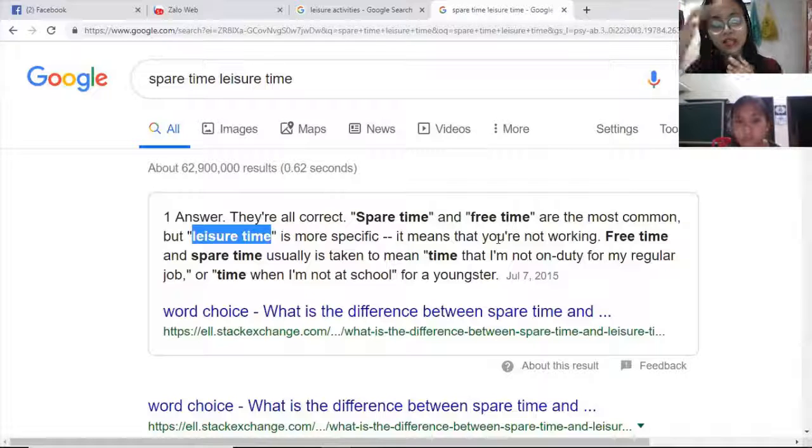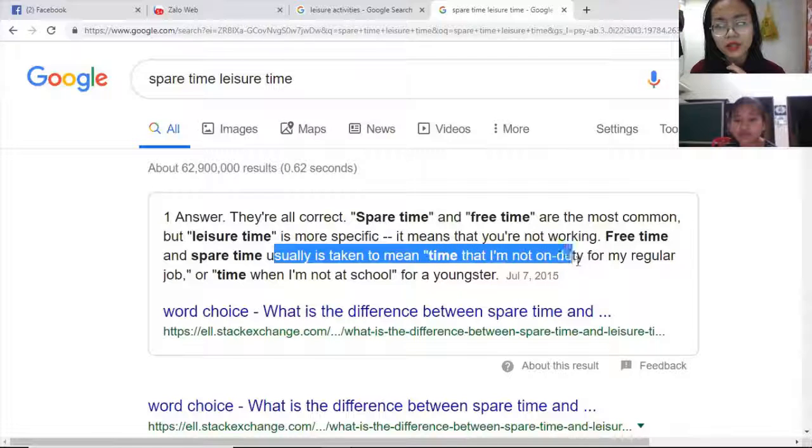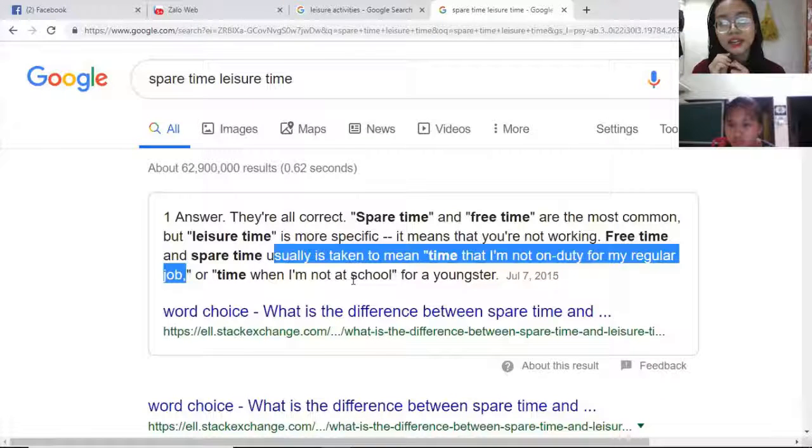Okay, done here. What is free time here? This means that you are not working or studying. Okay, just free, nothing to do. Free time, spare time is usually taken to mean time that you are not on duty for your regular job. This is a time you have nothing to do. No housework, no homework, right?